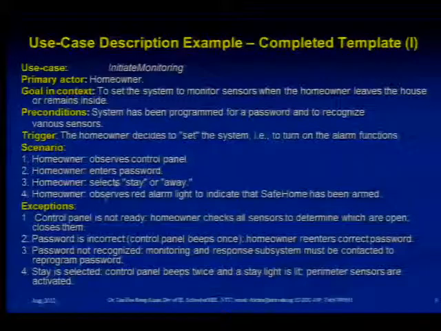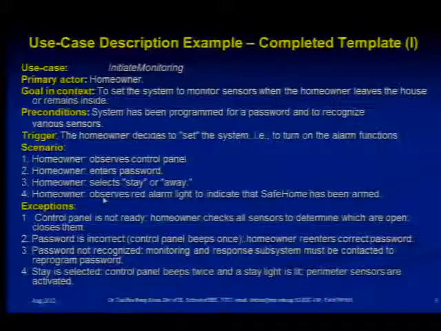And the scenario is listed here. Scenario is those common steps that the homeowner will go through each time. You can see from here very clearly that these are all the steps. Firstly, observe the control panel. Secondly, enter the password, then select stay or away. These are the common steps each time the homeowner wants to activate the alarm system. Lastly, he will have to observe to confirm that the proper light, the red light, is on to indicate SafeHome has been armed. The system has been armed. So these are the common steps the homeowner has to go through.